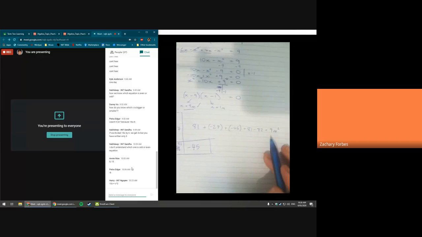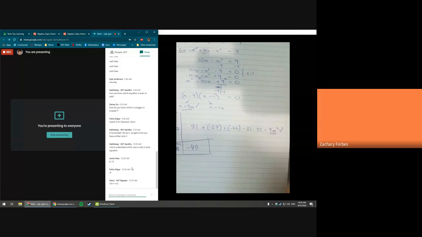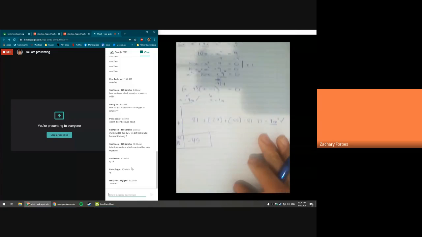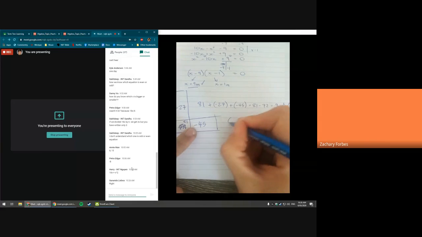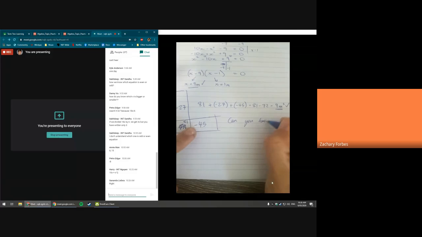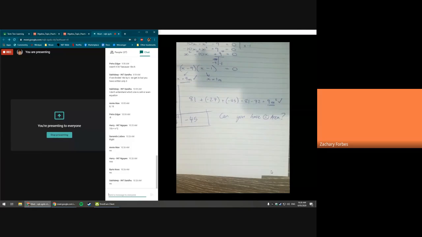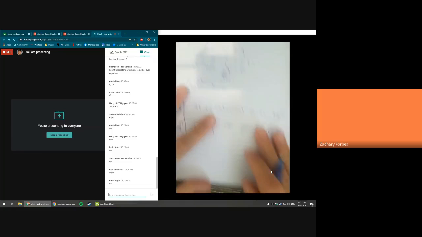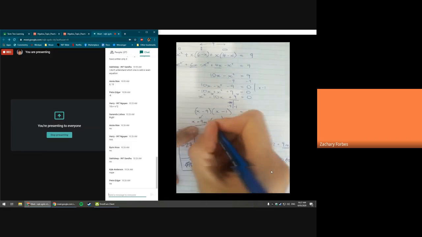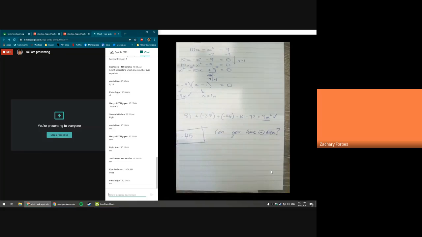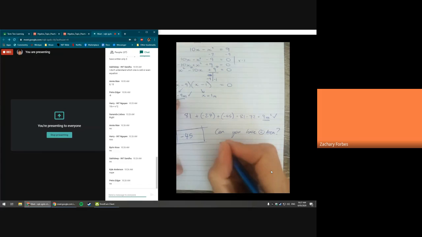But the problem is, can you have a negative area? Can you have negative area? Question. Can you have negative area? No, you can't. So this solution, we can say, nah, it can't be 9 meters. You can't have negative area, so therefore x cannot equal 9 meters.